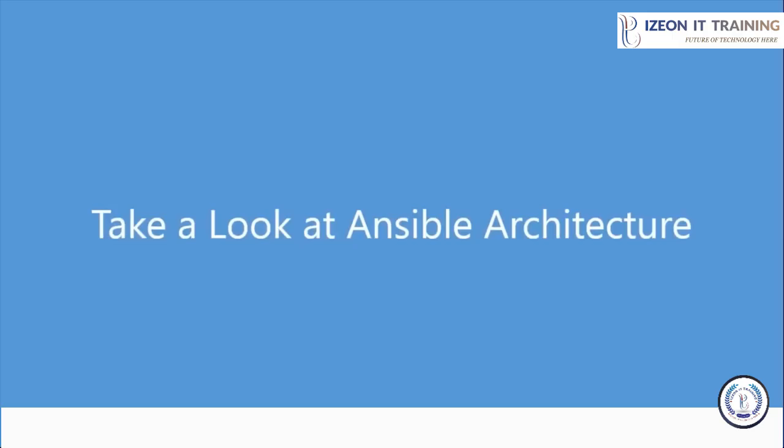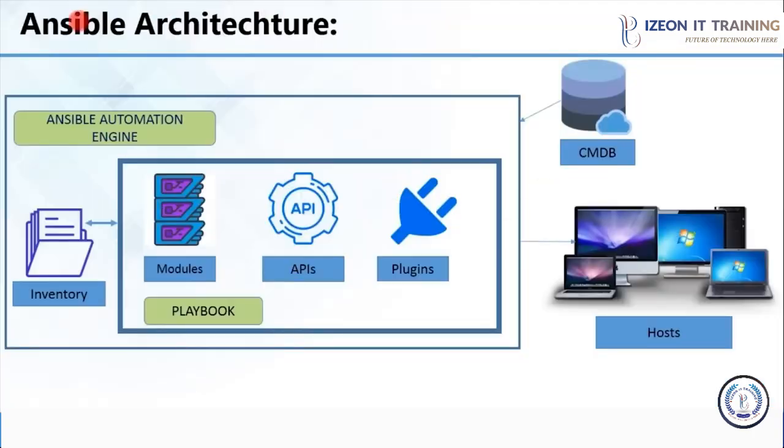Now this was all about how others have used Ansible. So now let us take a look at the Ansible architecture so that we can understand more about Ansible and decide how we can use Ansible. So this is the overall Ansible architecture. I've got the Ansible automation engine, and I've got the inventory and a playbook inside the automation engine. I've got the configuration management database here and host.